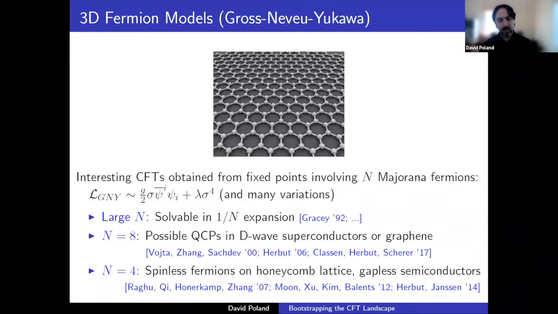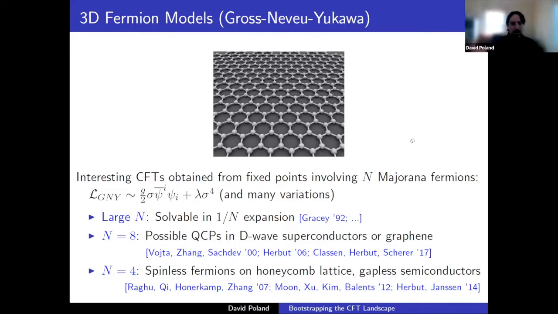There are applications to models at n = 4 of spinless fermions on a honeycomb lattice, or models of phase transitions in gapless semiconductors. So there are various possible applications. Maybe I should mention that here I'm counting the number of fermions by counting the number of 3-dimensional Majorana fermions. So these are real 2-component spinors. And of course, different people have different conventions for what kind of fermions they're counting. But here I'm counting Majorana fermions.